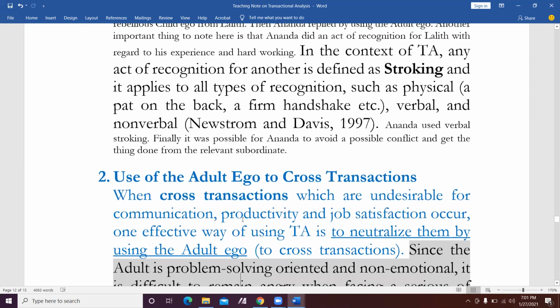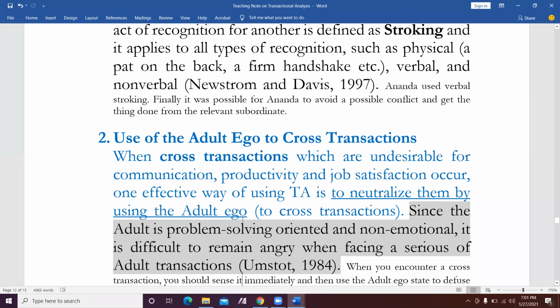Then the second application of transactional analysis: use of the adult ego to neutralize cross transactions. In reality, you may experience many cross transactions which may lead to conflicts, or which will definitely lead to conflicts. Then you must be competent enough to avoid such conflicts by using the adult ego.